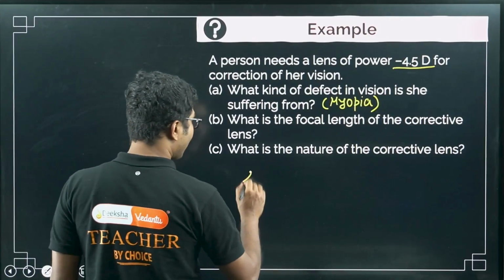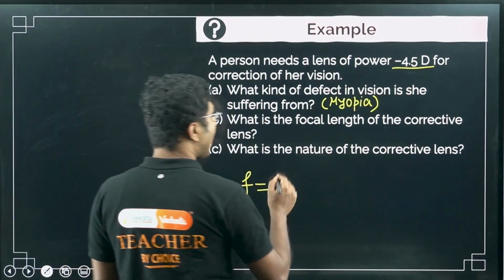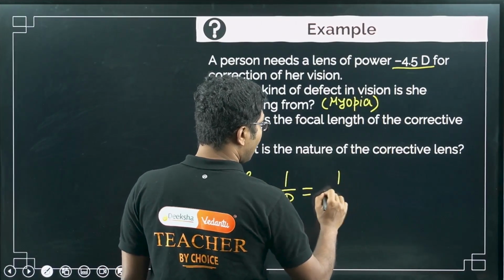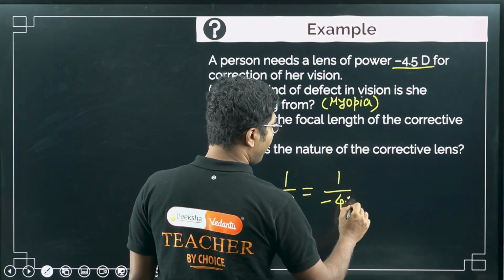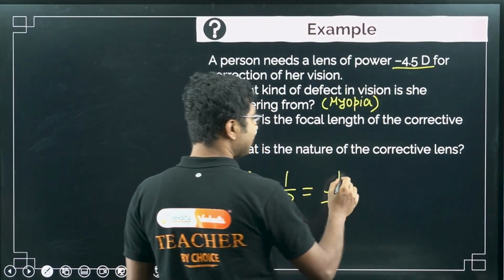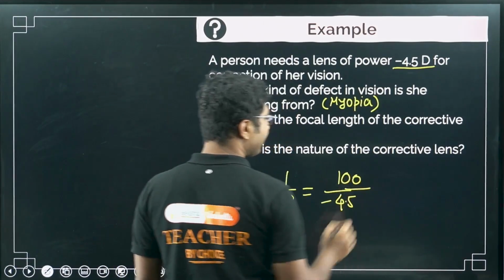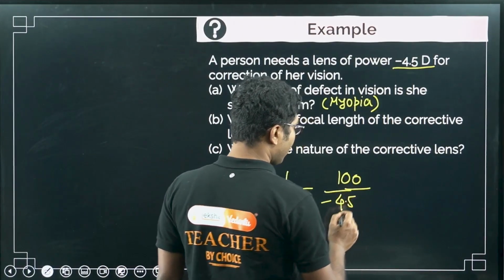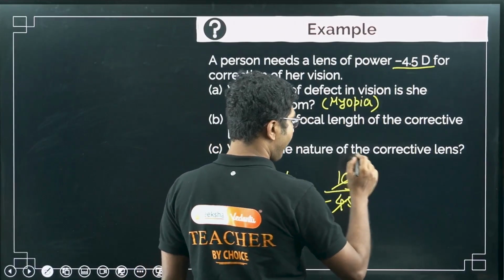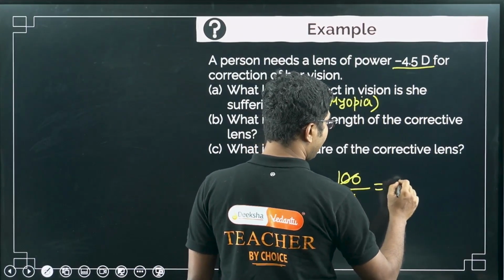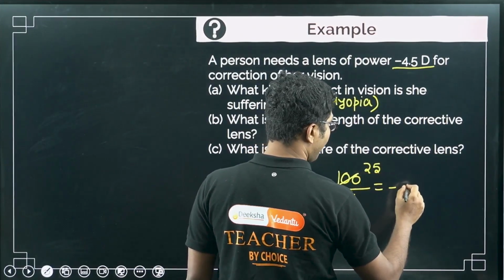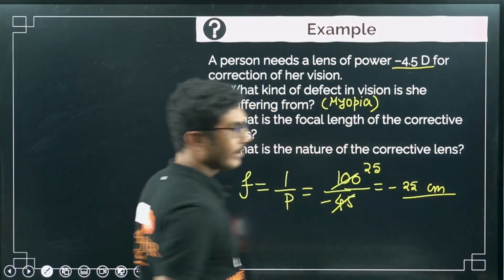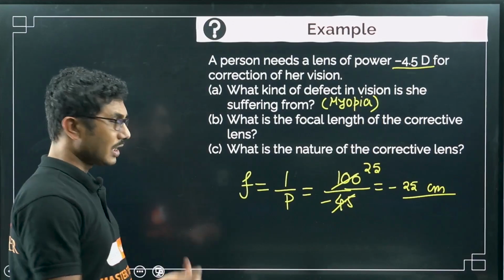Focal length, we know the relationship between focal length and power of the lens is f equal to 1 by P, or minus 1 by 4.5. But this is in meters. To convert it into centimeters, we will use 100, and it will be approximately minus 25. Okay, 25 centimeter is the focal length of the lens.